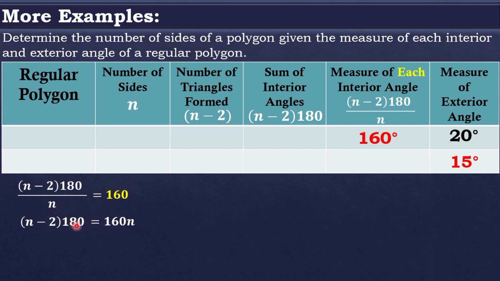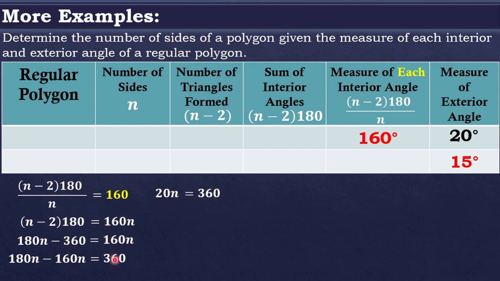Okay? And then, ganun ulit, distribute, so 180n minus 360 is equal to 160n. And then, combine similar terms, so 180n minus 160n is equal to positive 360. So, 180 minus 160, that is 20n, is equal to 360. So, divide both sides by 20. So, 360 divide 20, that is n, is equal to 18. So, makukuha mo na ngayon yung number of sides. And this is 18-gon. Makukuha mo na to. This is 11.